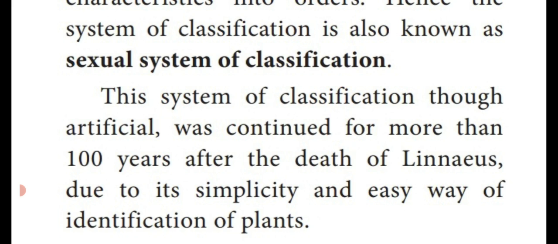Dear students, this was an artificial system of classification, but this system was used for classification for more than 100 years after the death of Carolus Linnaeus, because this classification is very simple and also an easy way to identify the plants. So that is the advantage of the artificial system of classification.